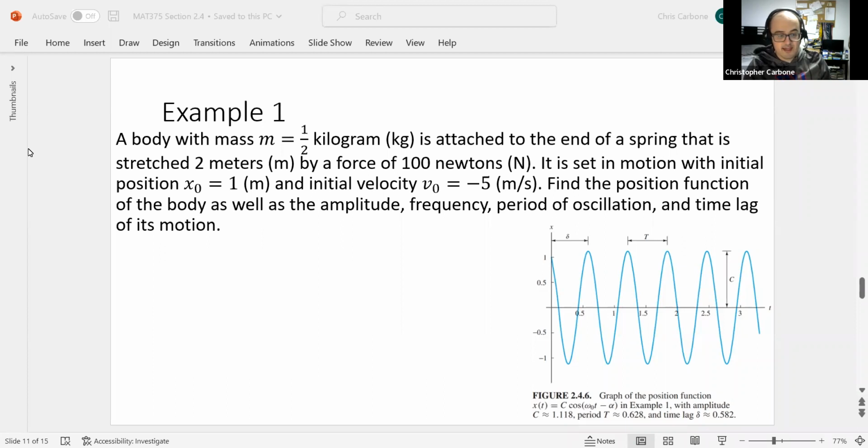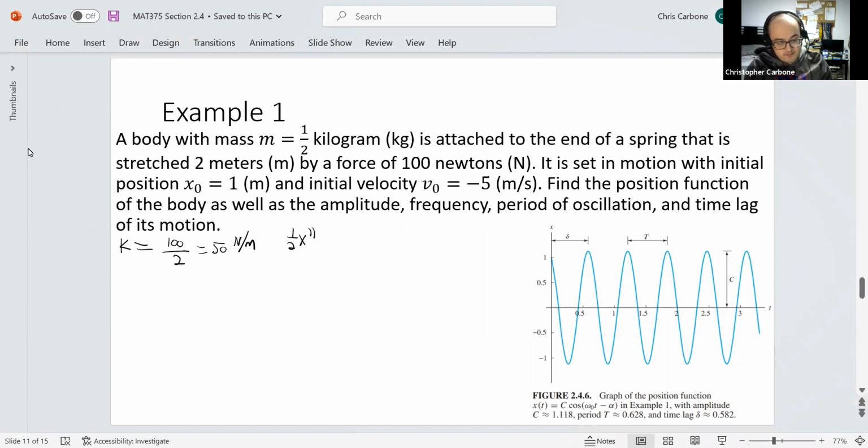So the spring constant k is going to take that 100 newtons divided by 2 meters. So this is 50 newtons per meter. And this allows us to build our differential equation to be 1/2 times the second derivative of x plus 50x is equal to 0, which we could then multiply by 2 to get rid of that fraction to make x double prime plus 100x is equal to 0.